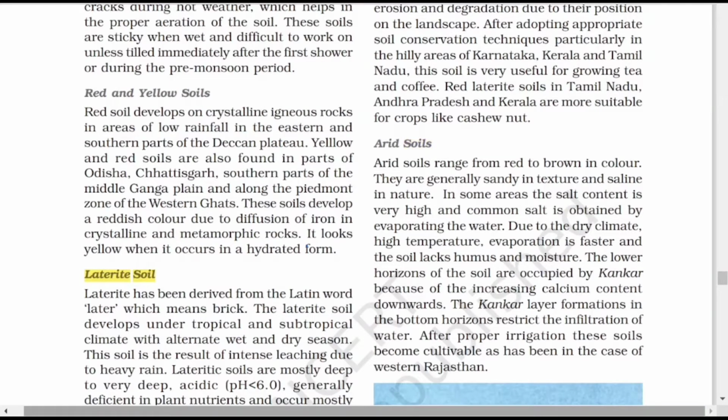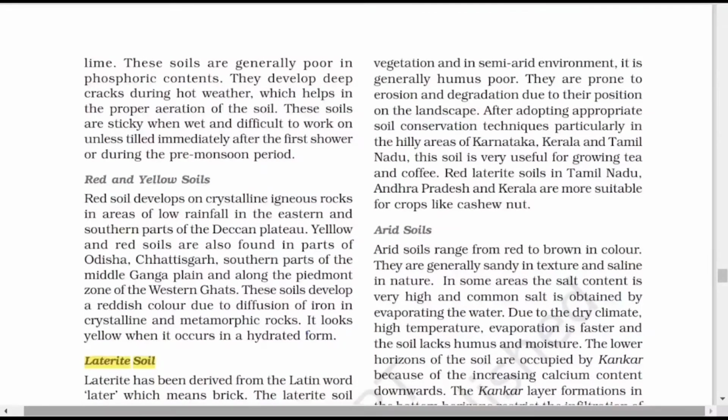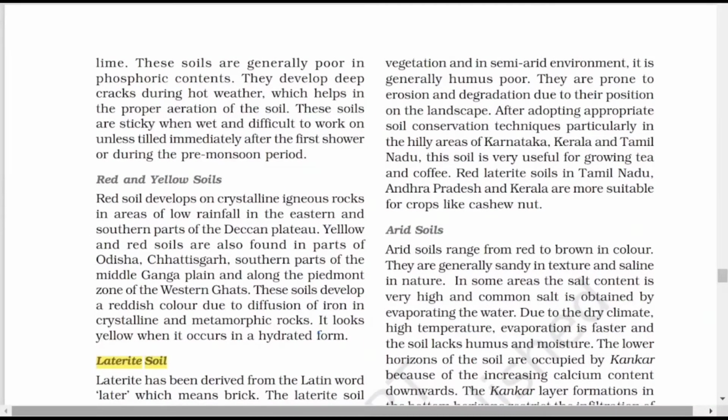So when the soil becomes hydrated, look at here. It looks yellow when it occurs in a hydrated form. Now, hydrated means whenever there is moisture, and the moisture will come when there is rainfall. So, it is already given, it is found in the area where the rainfall is low. So, whenever there is little rainfall, these soils will look yellow. So, it's a very small paragraph and very easy to remember.